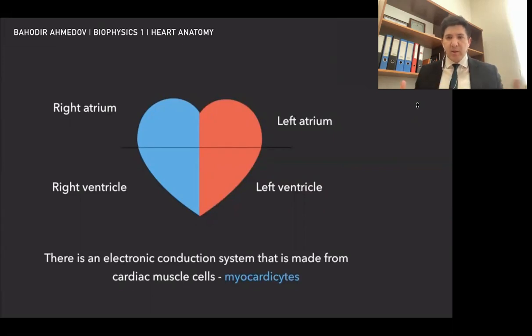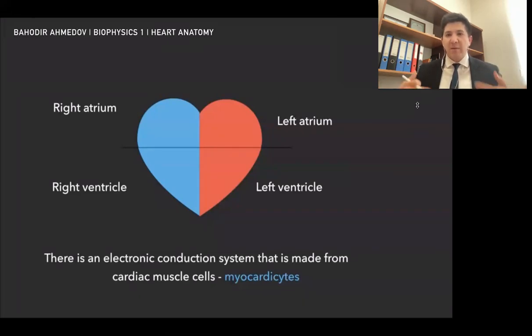So at rest, myocardiocytes are polarized. Essentially, the charge inside is negative and the charge outside is positive. And whenever we have this action potential, it is depolarized, and then it becomes repolarized again, right? So the ECG actually tracks this depolarization of the myocardiocytes.